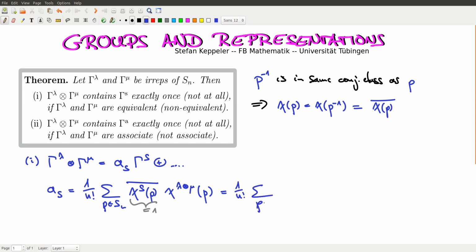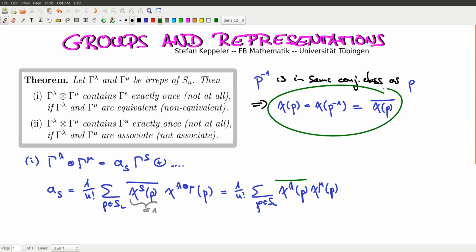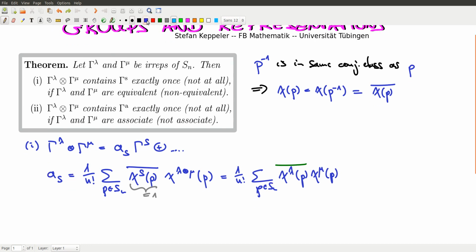So we have here sum over all group elements. The character of the tensor product is just the product of the characters. It's something we observed earlier. So we have chi lambda of P times chi mu of P. And if we like, we can write a complex conjugation here, because it doesn't matter anyway. So we really see that we can use character orthogonality now. This sum is 1 if the 2 representations are equivalent, and it's 0 if they are not.